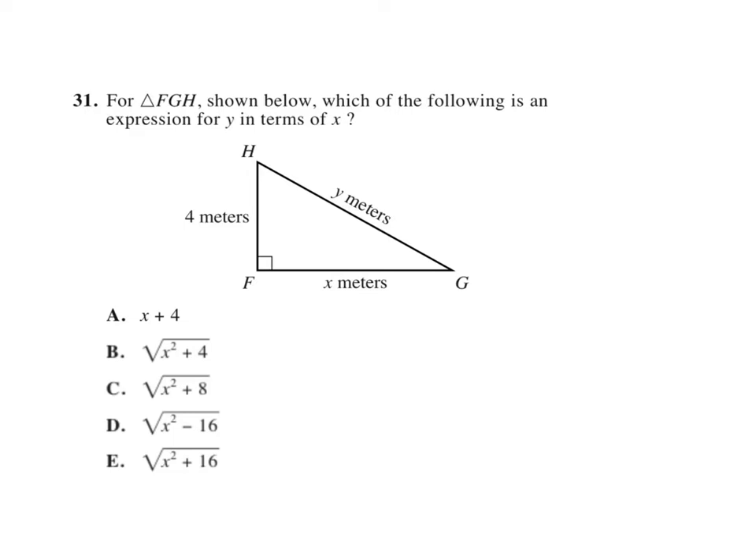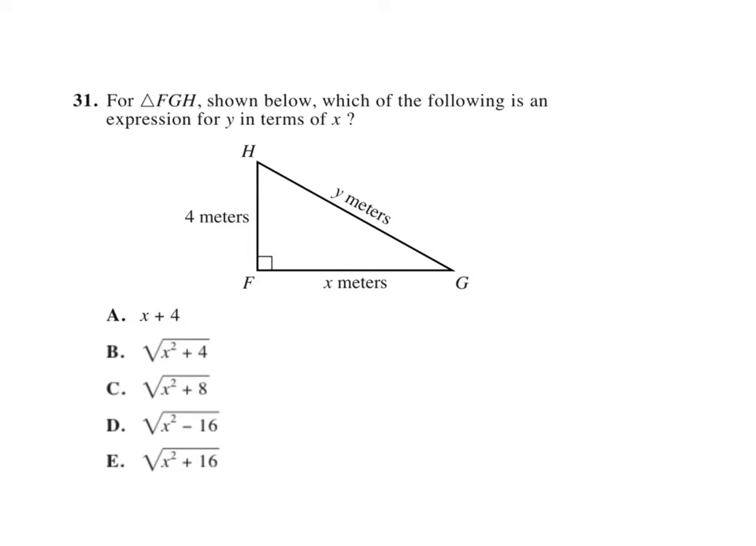So number 31 says, for the triangle shown below, which of the following is an expression of y in terms of x? Well, if you'll notice, all those answers are in terms of x, and terms of x means x needs to be in the answer. So we want it to say y equals. So look where y is.